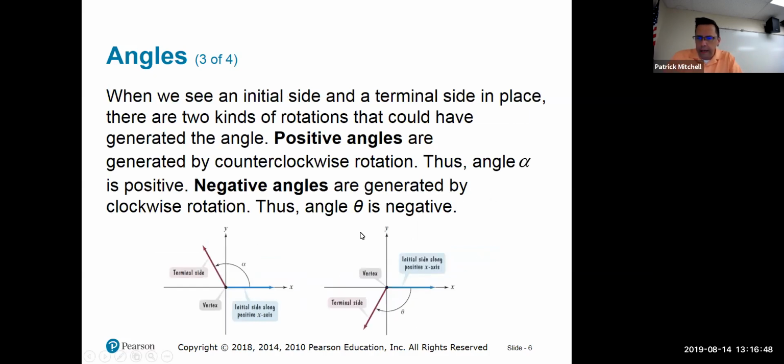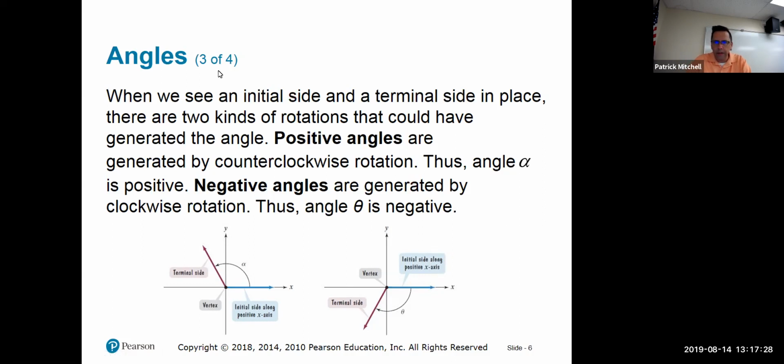Okay, so here are the same two angles. And so now they want to make the distinction between positive and negative angles. A positive angle has a counterclockwise rotation, which sounds like maybe it's kind of backwards. Why wouldn't they have made clockwise be positive and counterclockwise be negative? Well, there is a good reason for it, I promise. So positive angle means counterclockwise. So angle alpha would be a positive angle. Angle theta is a negative angle because it was generated by going clockwise.